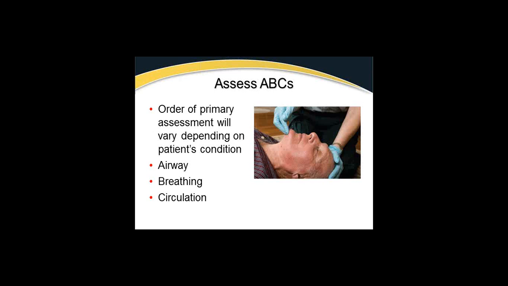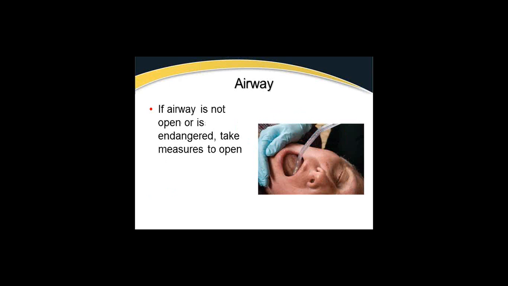We talked about in the Airway chapter that we have two major ways to do this. The most common way for medical patients is the head tilt chin lift, or for trauma patients it is the modified jaw thrust. So with the airway, if it is not open or it is endangered, take measures to open it, like I mentioned, with the appropriate method. If you're having to do the jaw thrust, remember you have to maintain that jaw thrust and you have to hold their head in a neutral position.